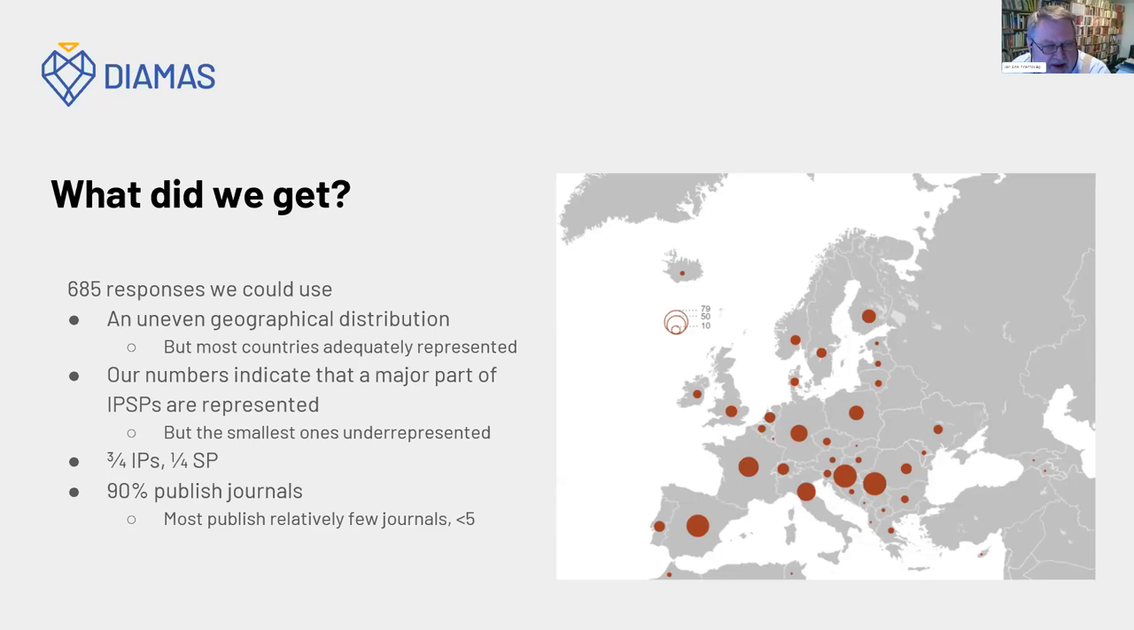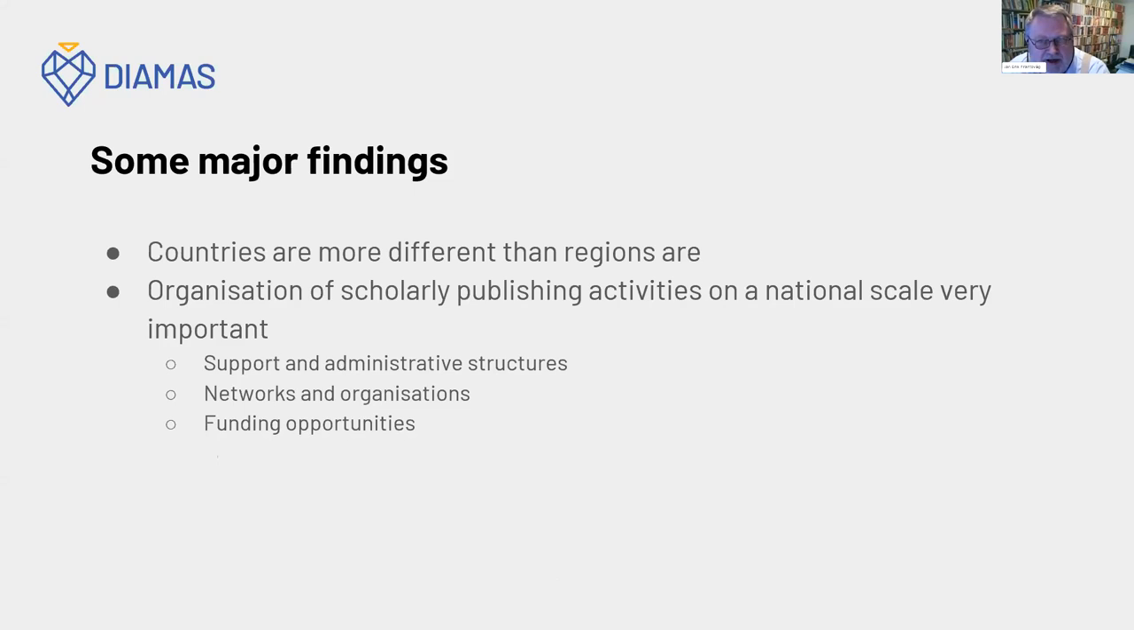90% of our respondents publish journals, but most publish relatively few, less than five, sorry. A major finding is that countries are more different than regions are, which came as a bit of a surprise because we had planned a report structured around regions in Europe, and that turned out to be totally meaningless because neighboring countries would be very different and they could be more similar to countries in other parts of Europe.